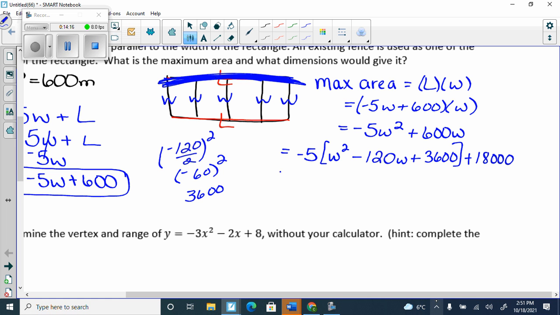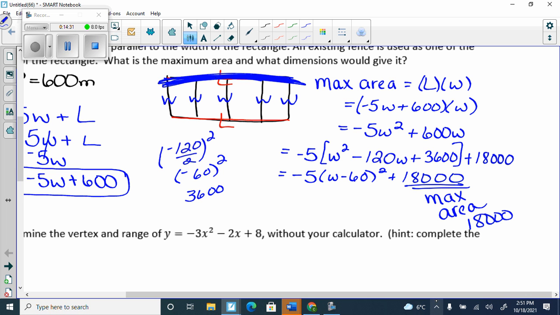Okay. Then we're going to go negative 5 bracket W minus 60 squared plus 18,000. What is this 18,000? That's your max area. So it's 18,000 meters squared. What's my dimensions? My width is 60 meters because when it comes up, it becomes positive. How do I get my length? We go max area, which is 18,000 meters squared divided by 60 meters.